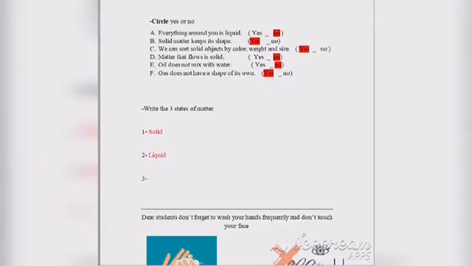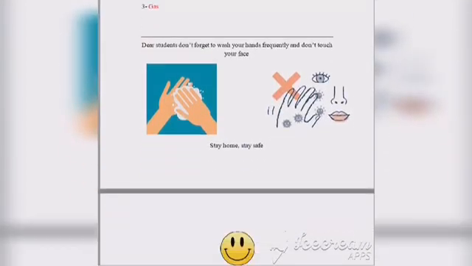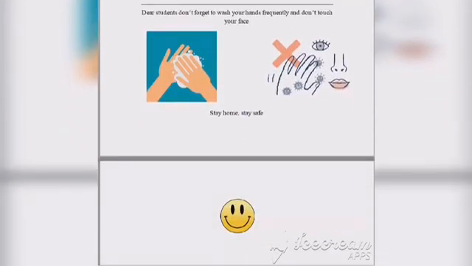We have one more left. The third state of matter is called gas. Gas is also a state of matter. So we have solid, liquid, and gas. These are the three states of matter. Now that's it. We solved all the questions, but there are some instructions that I want you to follow.